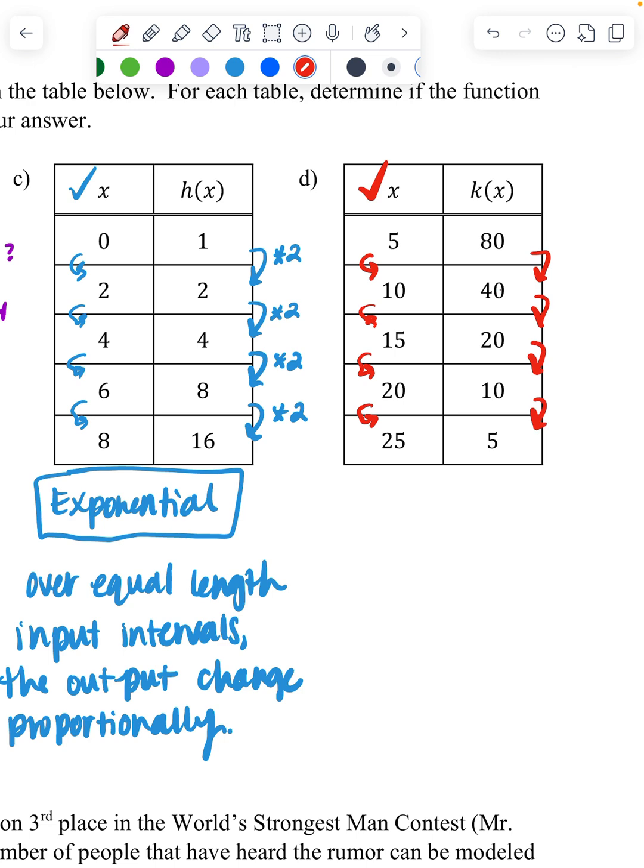I'm either subtracting 40 to get to 40, but then subtracting 40 again wouldn't work, so it's definitely not linear. Is there a proportional difference? Looks like it's getting cut in half each time. 80, 40, 20, 10, etc. So this looks like it's exponential.